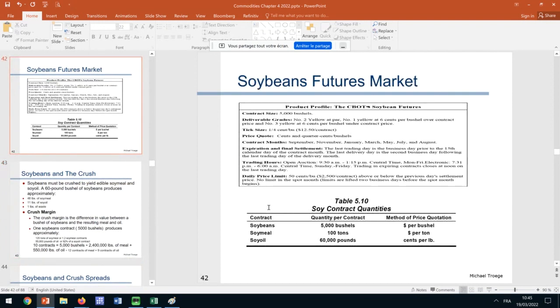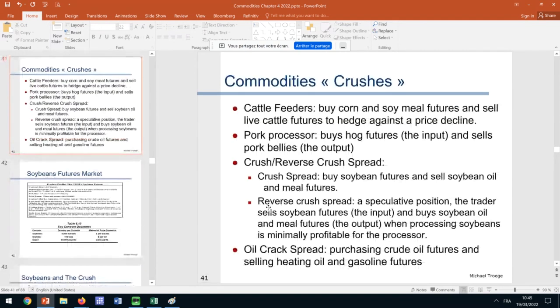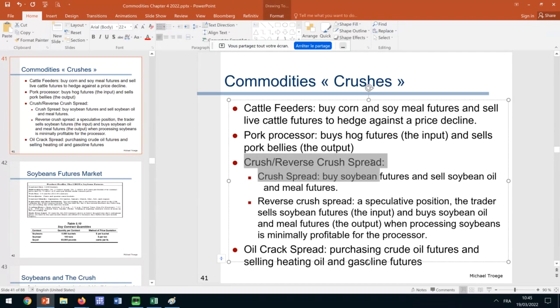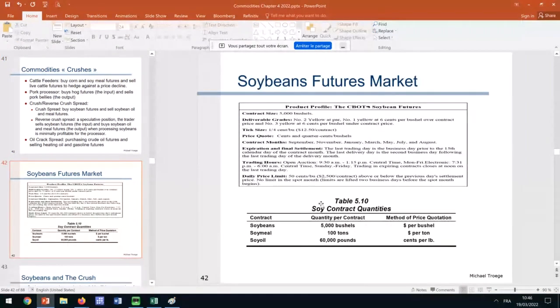Now let's look at the soybeans futures market, and let's look at the soy crush spread. It's called a crush spread because you crush the soybeans to produce meal and oil. So it involves three contracts: soybeans, soy meal, and soy oil.